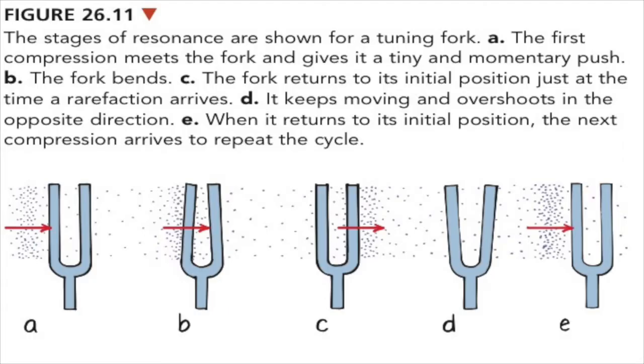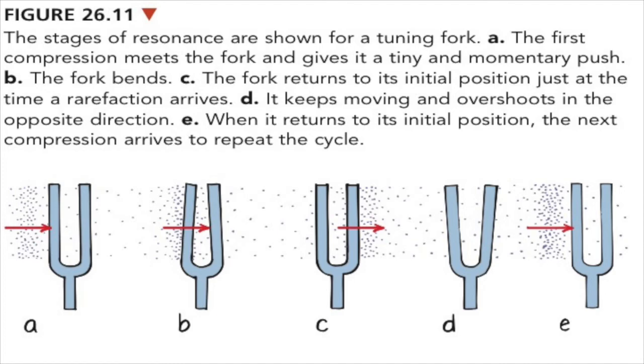A common classroom demonstration of resonance uses a pair of tuning forks adjusted to the same frequency and spaced about a meter apart. When one of the tuning forks is struck, it sets the other fork into vibration, as shown in figure 26.11. This is a small-scale version of pushing a friend on a swing. It's the timing that's important.